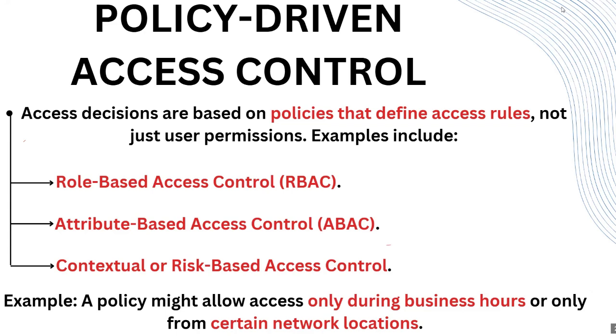And I give here a simple example. A policy might allow access only during business hours or from a certain network location. Right? This is actually related to attribute-based access control, this certain example here. So we have two components: we have the business hours and we have where you are connecting from. This is policy-driven access control.